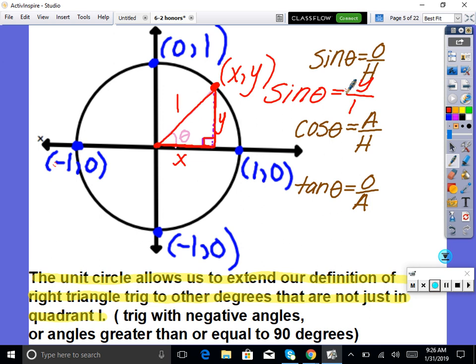Yes? The bottom numbers should be 0. Yes, it should. Good catch. 0, -1. Good catch.